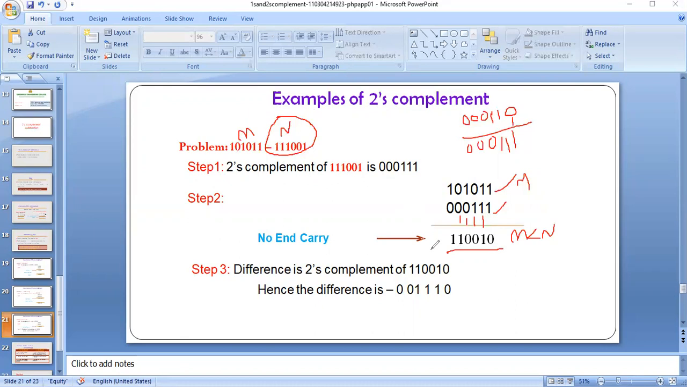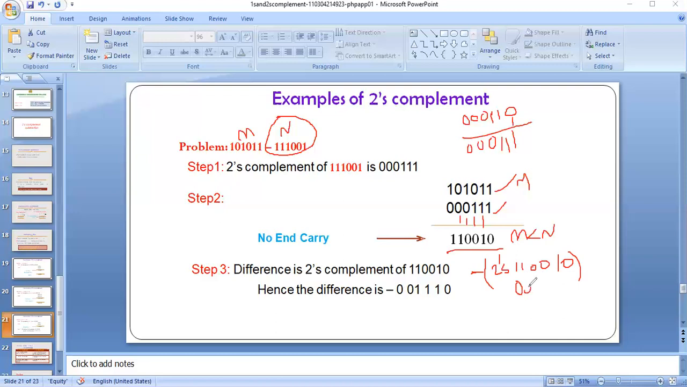So in the next step, what we have to do? We have to put a negative sign in front of the number. That means, put a negative sign in front of it and what we have to do? We have to find the 2's complement of 110010. Okay, so to find the 2's complement, first the 1's complement, after that you have to add 1 to the LSB. So here first I am finding the 1's complement.